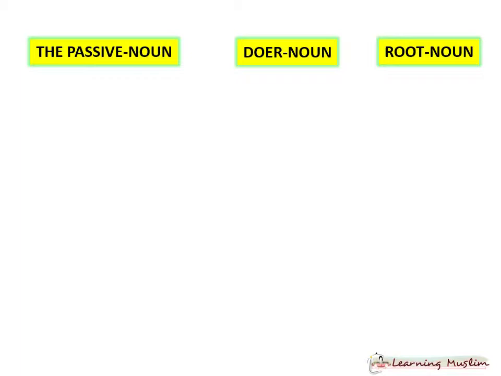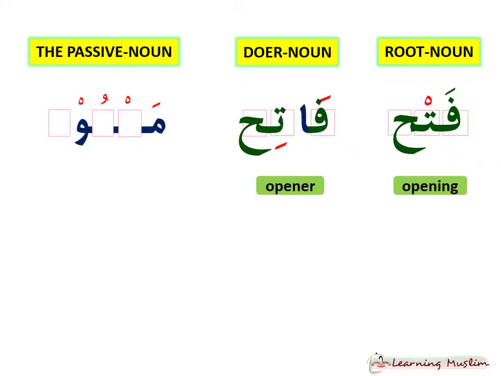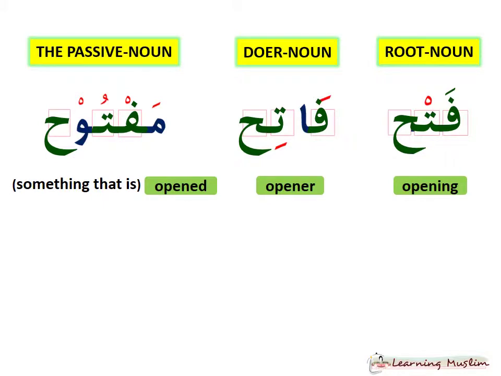So the root noun or verbal noun, the pattern we have done is the pattern fi'l. The doer noun, the pattern is fa'il. The passive noun, its pattern is maf'ul. So let's look at some examples. Fathun, the root noun, means opening. The doer noun with the same root letters means opener, fatih, and the passive noun has the meaning of something that is opened, something that is receiving the action of the root noun, right?